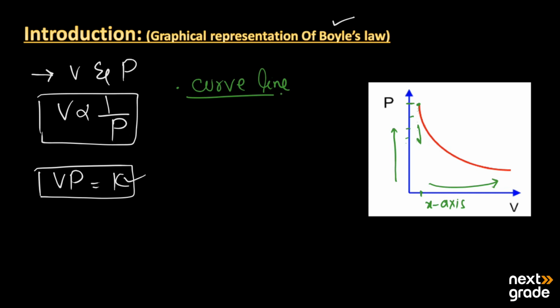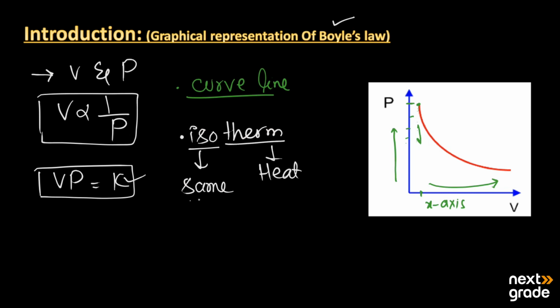This curve is called an isotherm, where iso means same and therm means heat. So this curve is called an isotherm, and all of this takes place at a constant temperature. The temperature over there is constant.